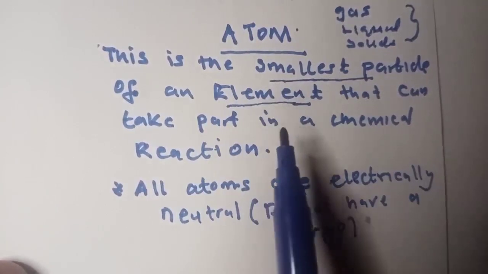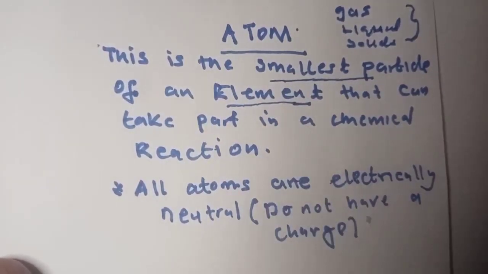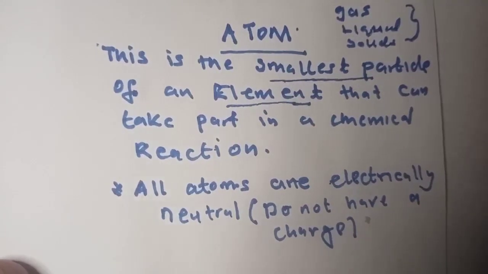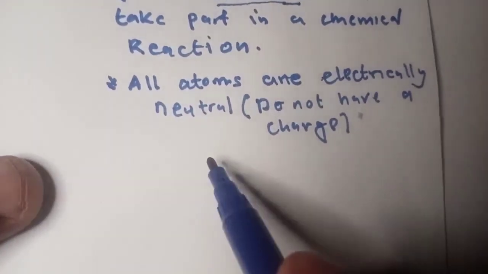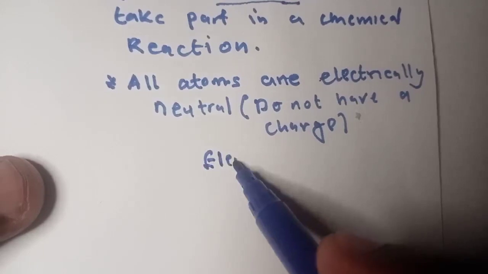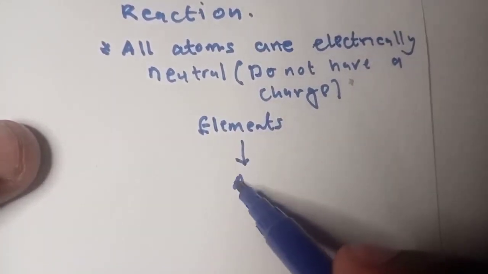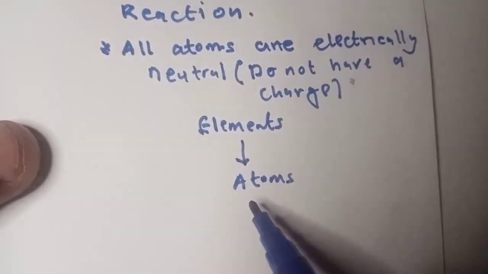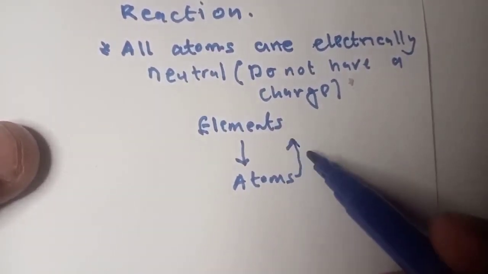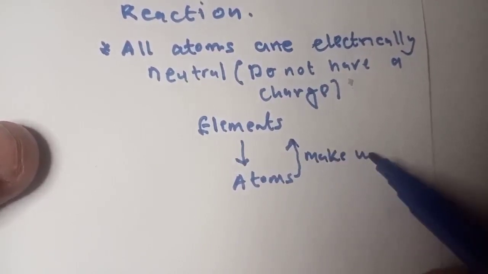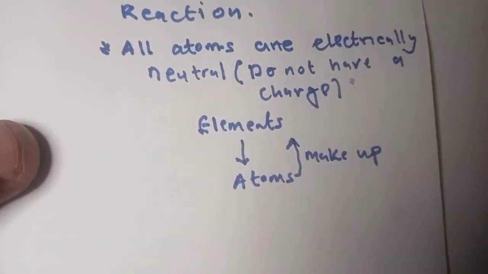And what are elements? An element, we defined as a pure substance that cannot be split into two or more other substances. So all elements are made up of atoms. Atoms make up elements.